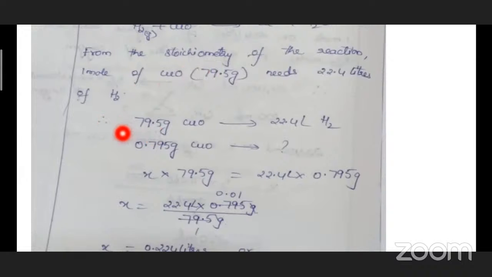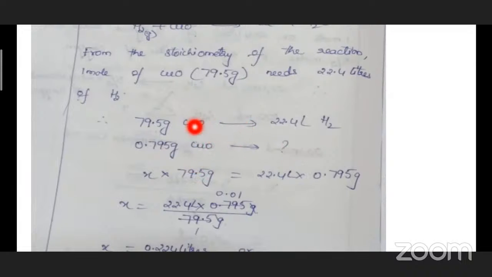So here is the simple version: 79.5 grams of copper oxide needs 22.4 liters of hydrogen. What is the amount given to us? 0.795 grams. How much hydrogen does this amount need? We just cross multiply.